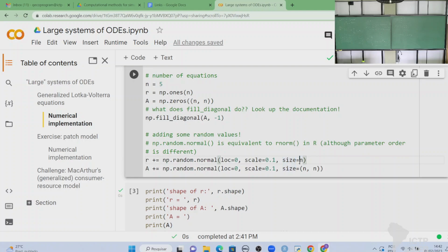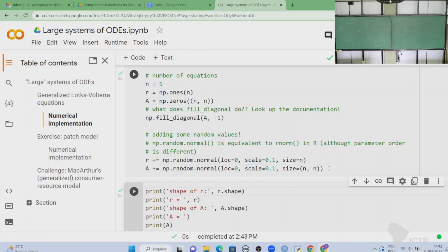With a single number, it returns an array of this size. If I put two numbers here, I get a matrix n by n, so I have 5 by 5 random numbers, okay? So here I have a normal distribution with 0.1 standard deviation, and I add this to R. Remember, plus equal: R is now the same as it was before, plus these random numbers. And A, the same thing: A is the same as before, but now I'm adding these random numbers.